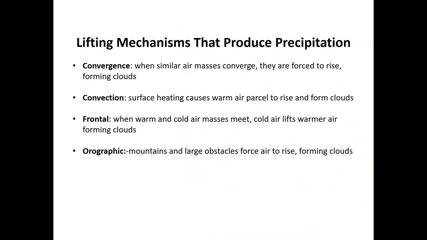And orographic is when you have moist air being pushed up into mountains, and that cools the air, and then that comes down as rain or snow. And then the opposite side of the mountain range is usually a lot drier. That's called the wind shadow.